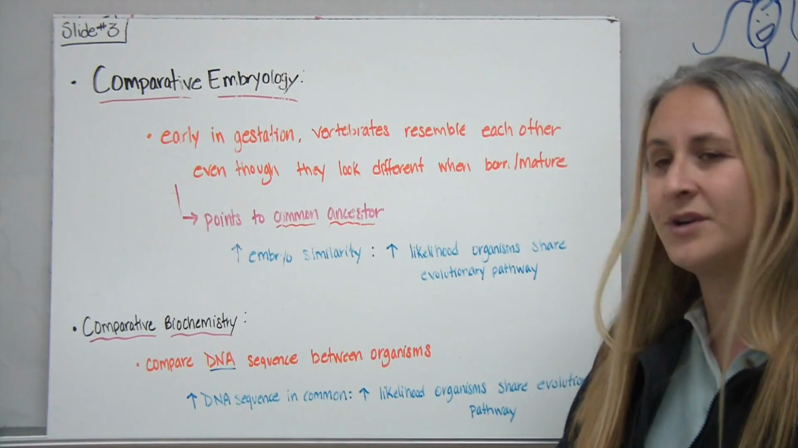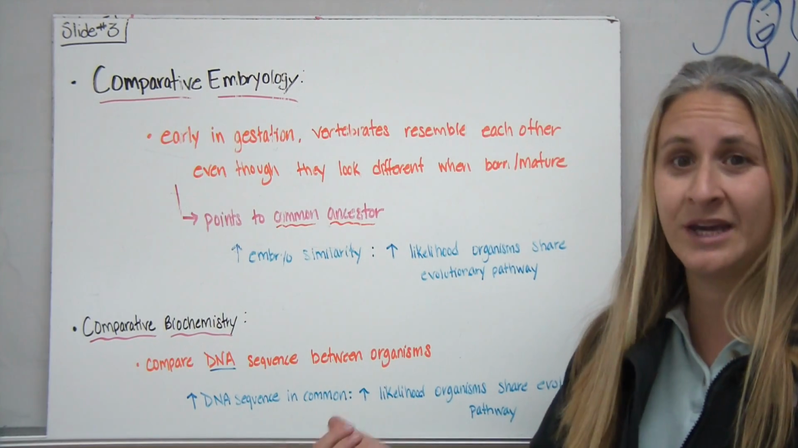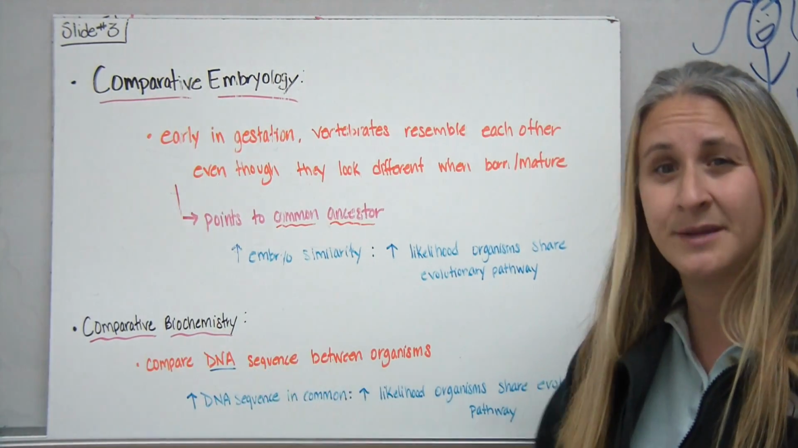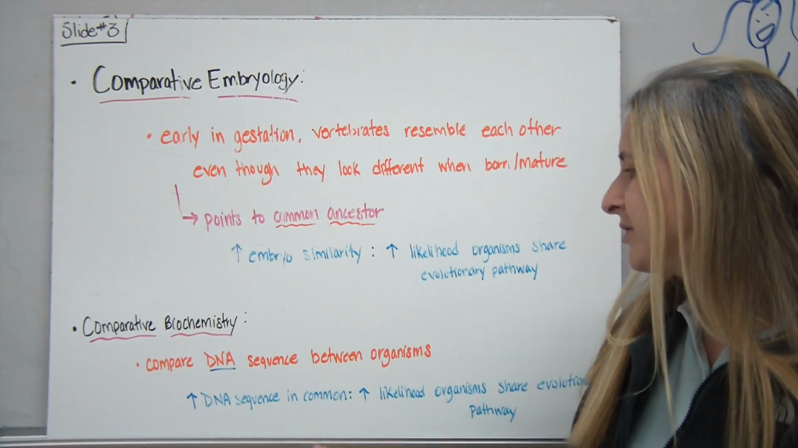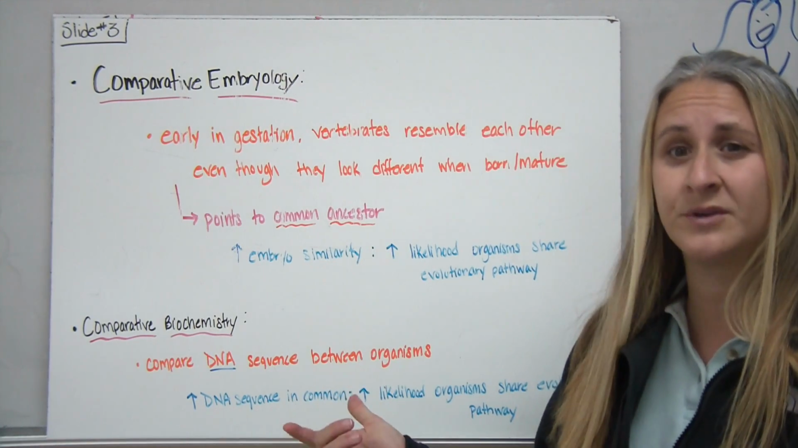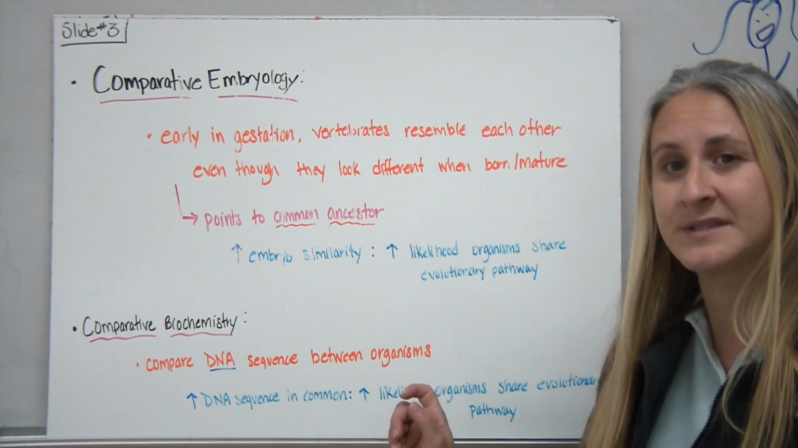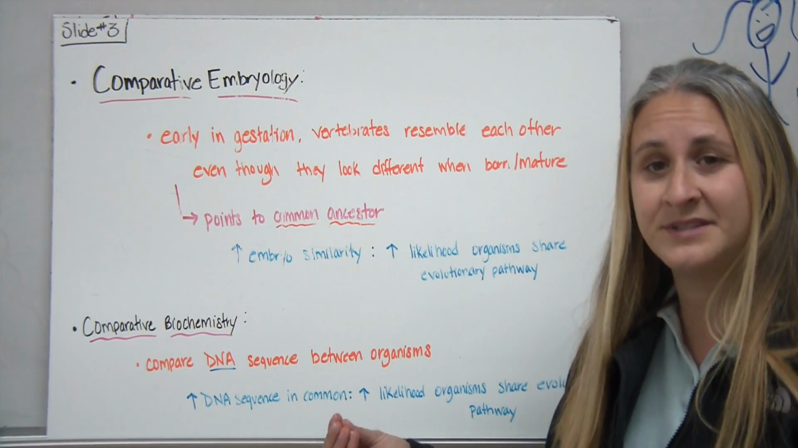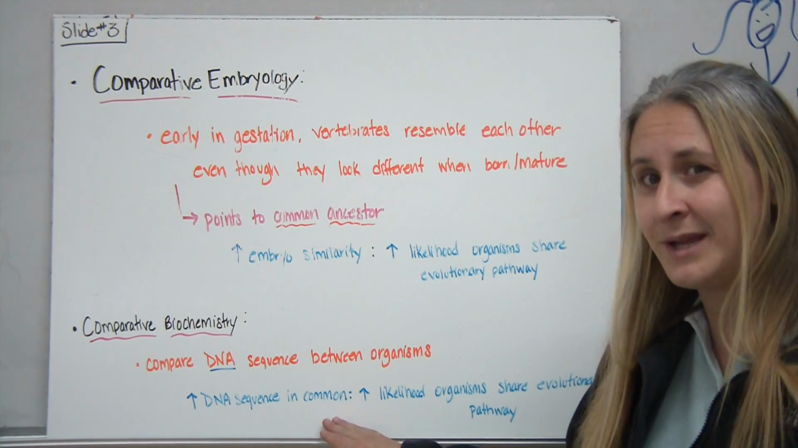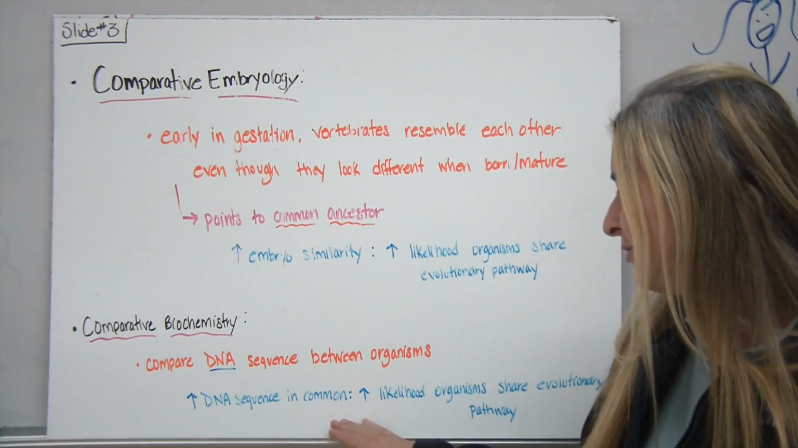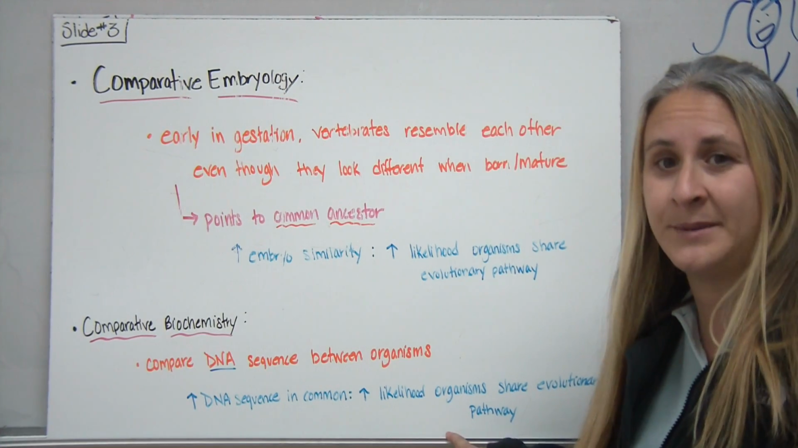The next type of evidence is called comparative biochemistry. We know bio means living, and chemistry, we did a unit on that earlier in the year, and it involves the different types of chemicals that make up our living things in this case. During comparative biochemistry, we can compare all sorts of different chemicals that make up living things. One of them could be comparing the DNA sequence between organisms. We know that all living things have DNA or some sort of genetic material. If the DNA sequence has a high rate of commonalities between the two, there's an increased likelihood that the organisms share an evolutionary pathway or a common ancestor.